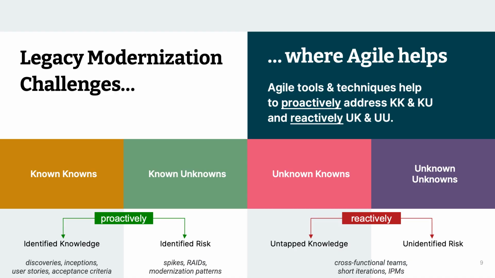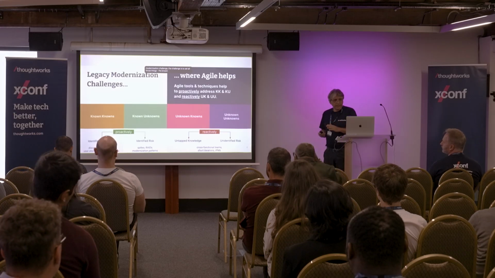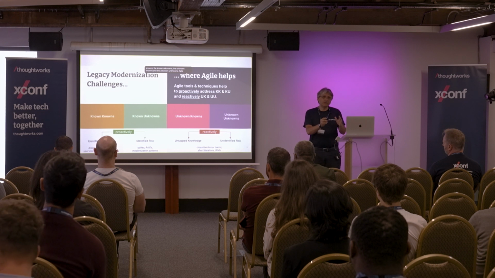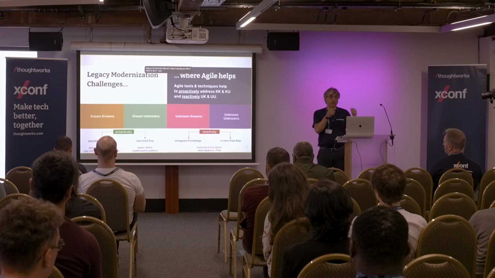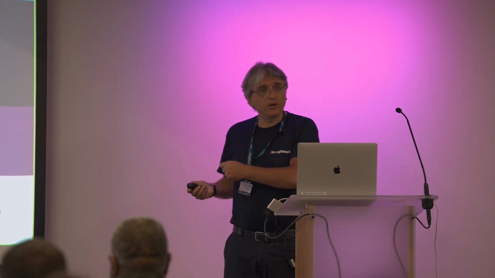So if we look at the challenges of a legacy modernization project, of course the challenge is to deal with all those things: the known knowns, the known unknowns, the unknown knowns, and the unknown unknowns. Now the point is that Agile helps a lot. And this talk is not about saying you don't have to do it. You have to do it. The problem with Agile is that it allows us to be proactive towards the known knowns and the known unknowns. So we can collect those very easily with our toolbox. But in the case of unknown knowns and unknown unknowns, we can just react to them with Agile.